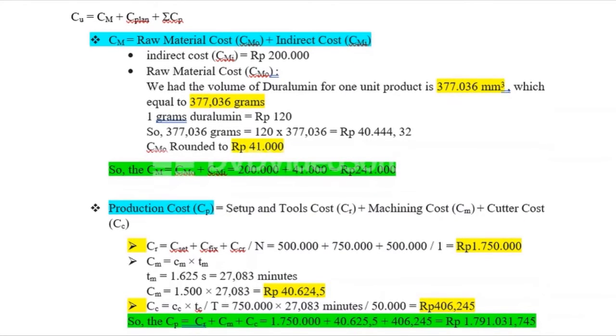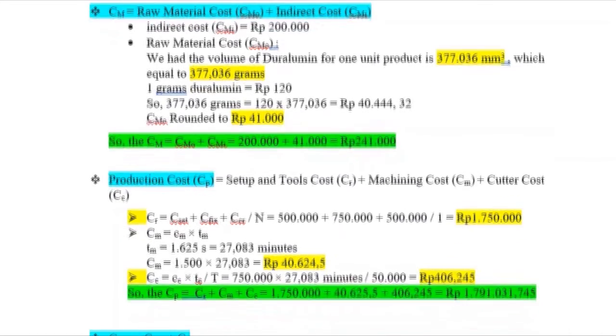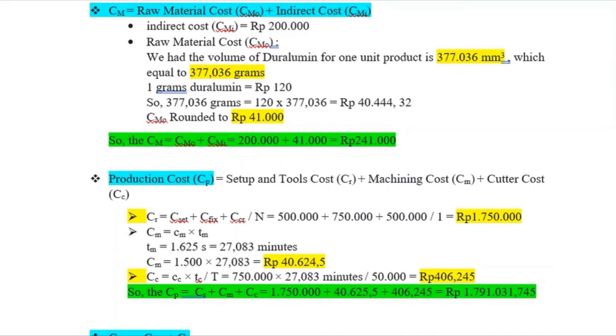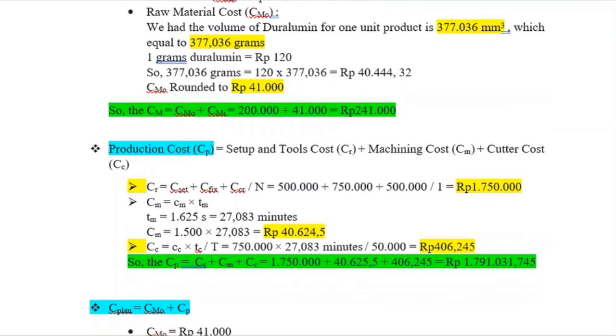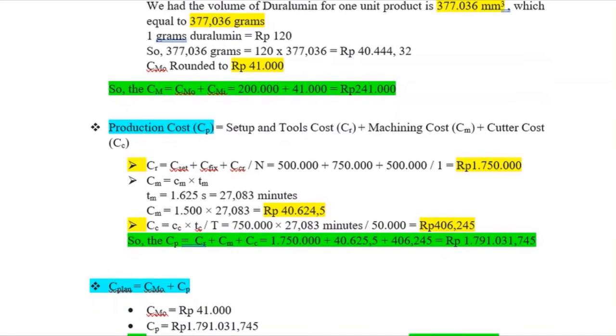Indirect cost we assume it 200,000 because indirect cost will be a shipping cost or a service cost, so we assume it to 100,000. And for the raw material cost, we need to convert from cubic millimeters to grams. We have this data in the highlight, and then we convert to grams.